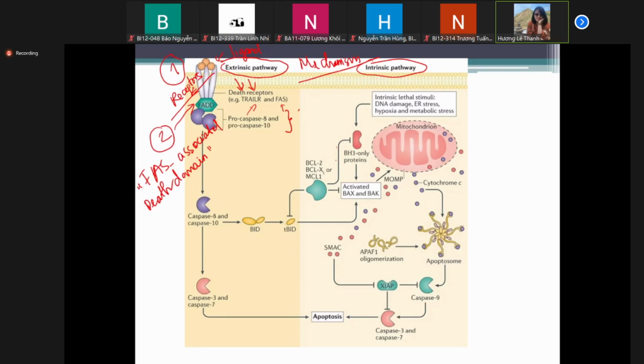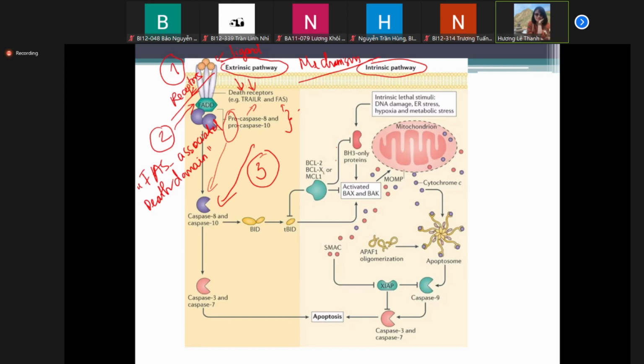In step number 3, the procaspase 8 and procaspase 9 are inactive proteins until they interact with the activated FADD. When the procaspases are associated with the active FADD protein in green here, they will be activated and become caspase 8 and caspase 9. So pro becomes caspase. This is step number 3.